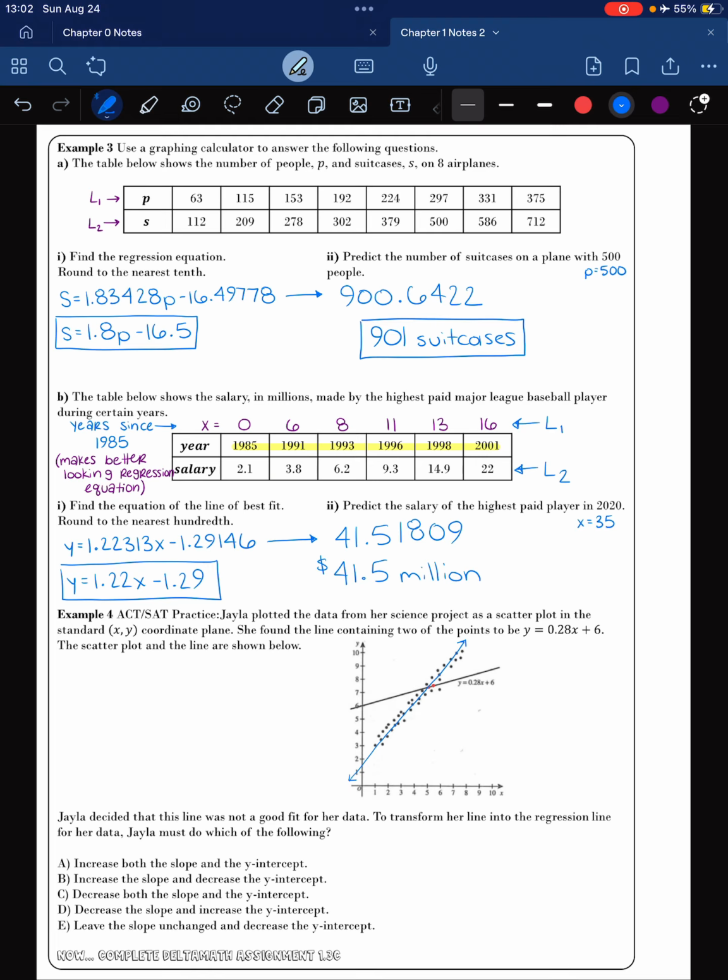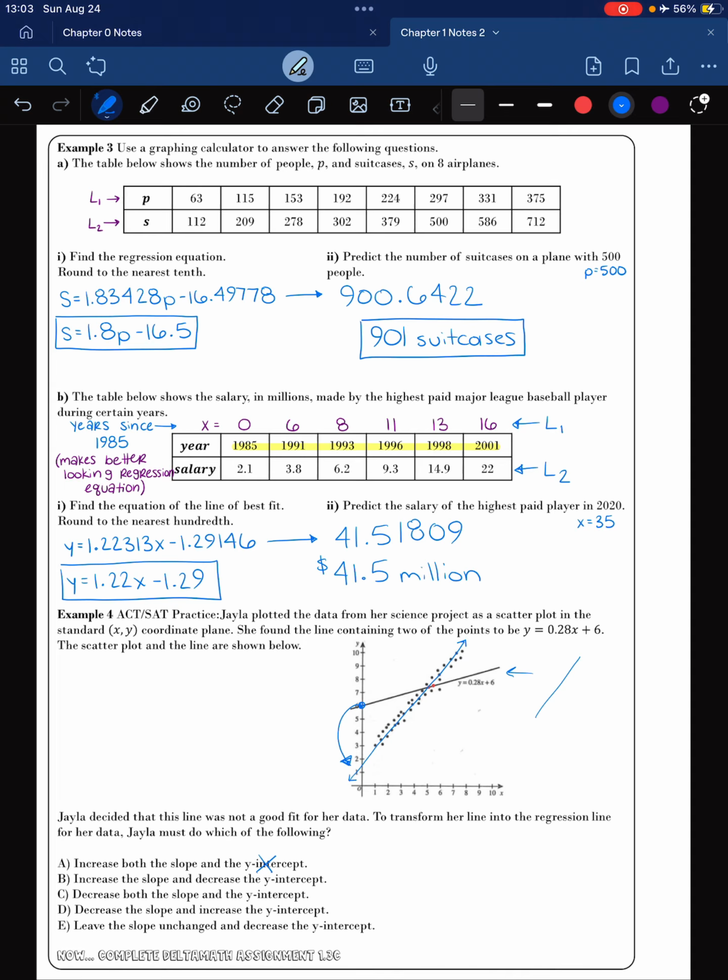Okay, so to transform her line into a more decent linear regression, what must she do? Okay, so she needs to increase both the slope and the y-intercept. Okay, well, increasing the slope of hers is definitely going to make it more steep. So I think increasing the slope is good. But the y-intercept needs to go down. We need to decrease the y-intercept. So I'm going to say A is not a good answer for that reason.